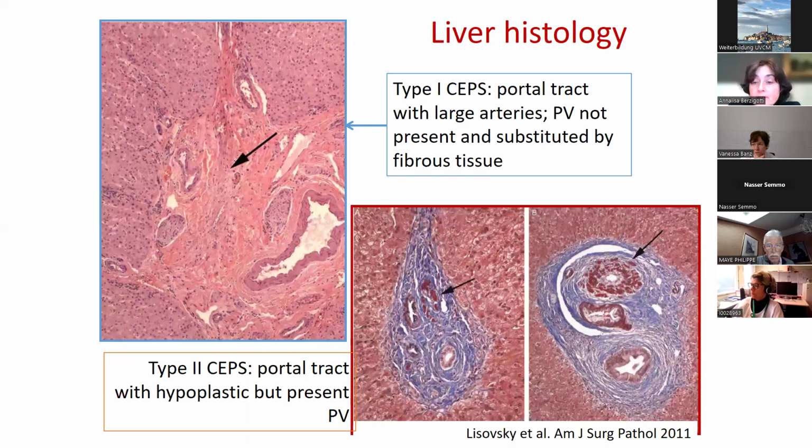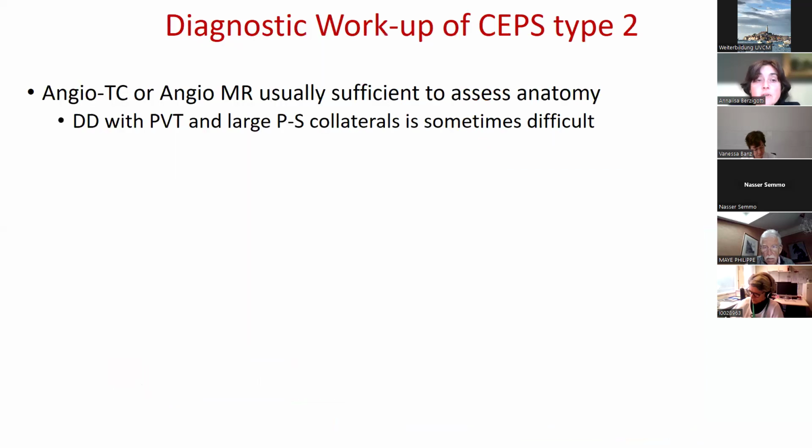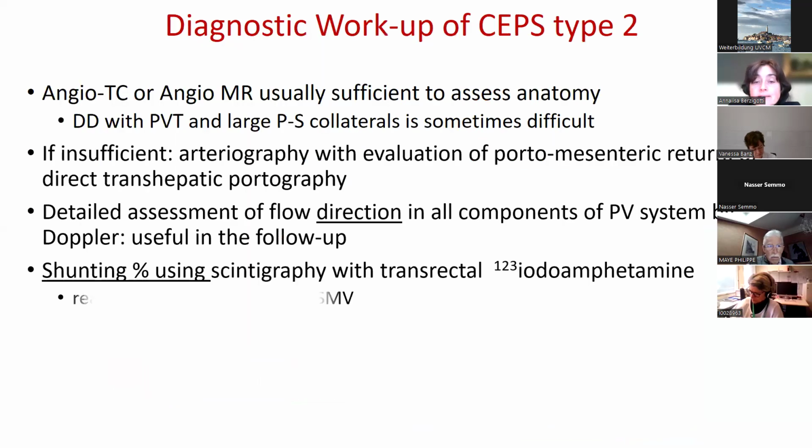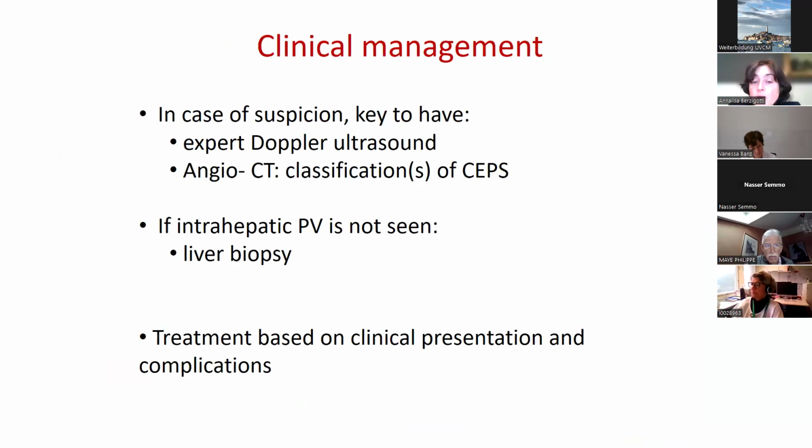And why it is important, this is just an example. You can see up left that there is no portal vein at all in the portal tract on biopsy. You can see very large arteries, you can see some fibrous tissue, but there is no portal vein remnant at all. However, in the lower right part, you can see that there are minimal, small, atrophic portal veins. These are the small structures indicated by the arrows, and even this minimal portal vein indicates that this is a type 2 malformation. And why it is important is that the type of therapy will differ, and we will see in a moment.